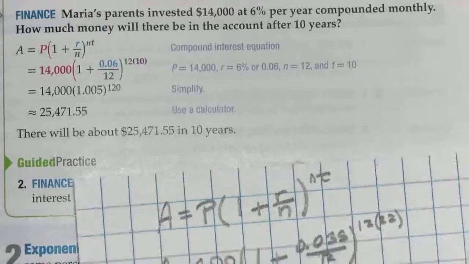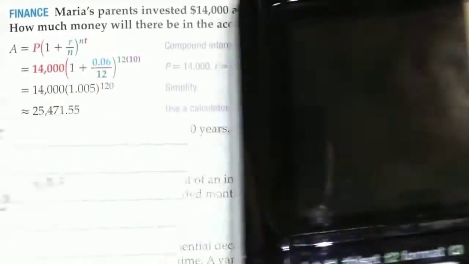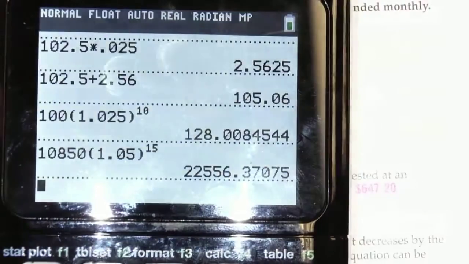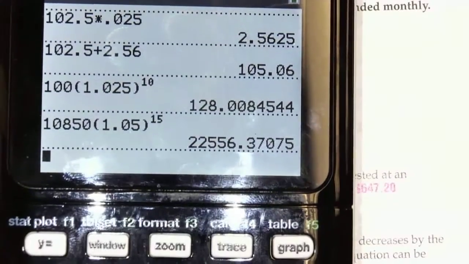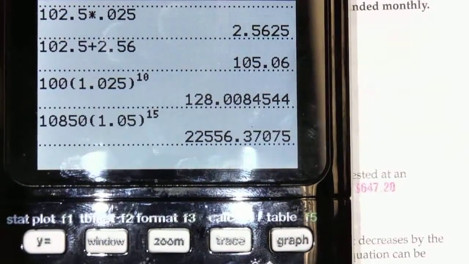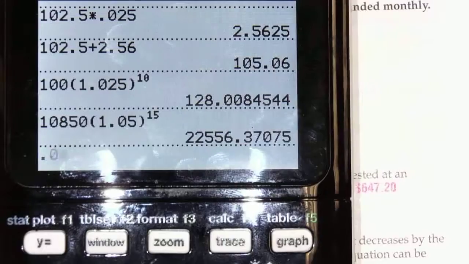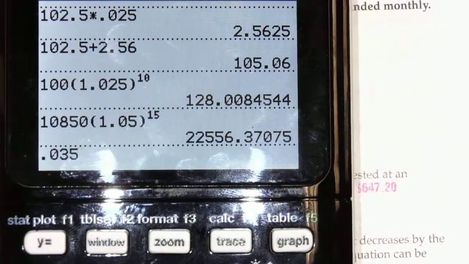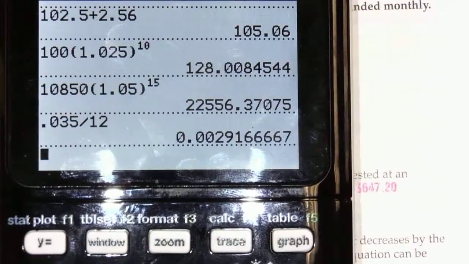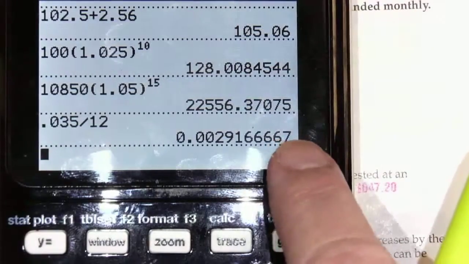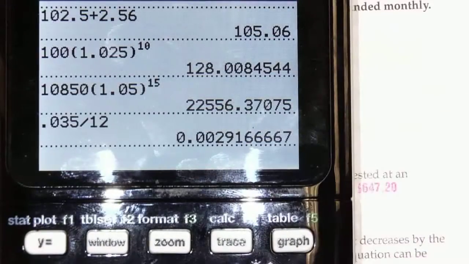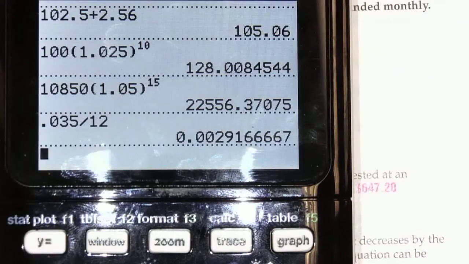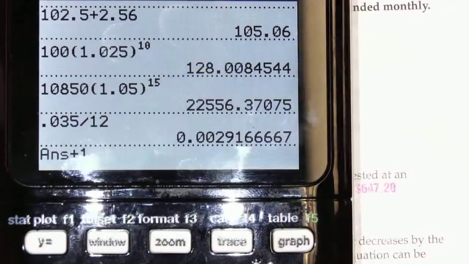So we're going to plug that in. Let's look at what that would look like on your calculator. Well, that light is something else, isn't it? Okay, so here we go. So we're going to take 0.035 divided by 12, and that is 0.00291666 whatever 7. So that's all sixes are going to go out forever. So that is kind of a weird one, plus 1.